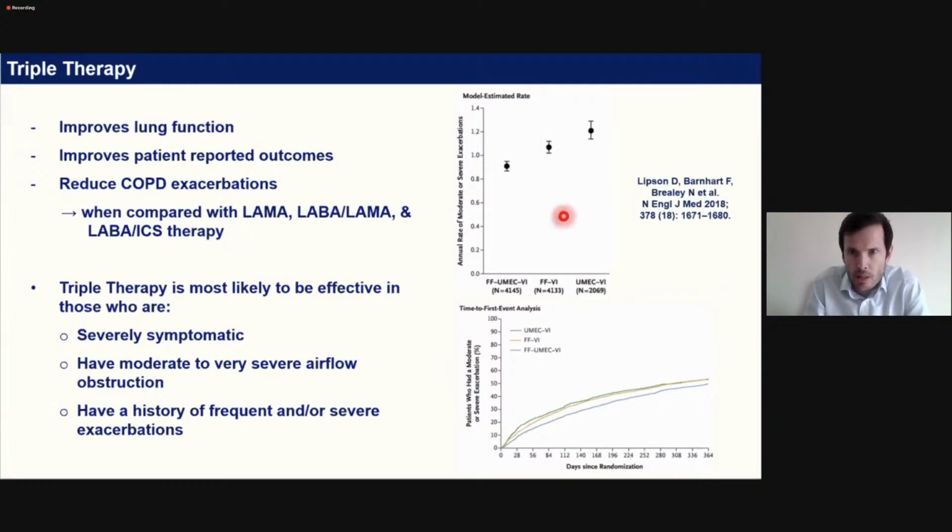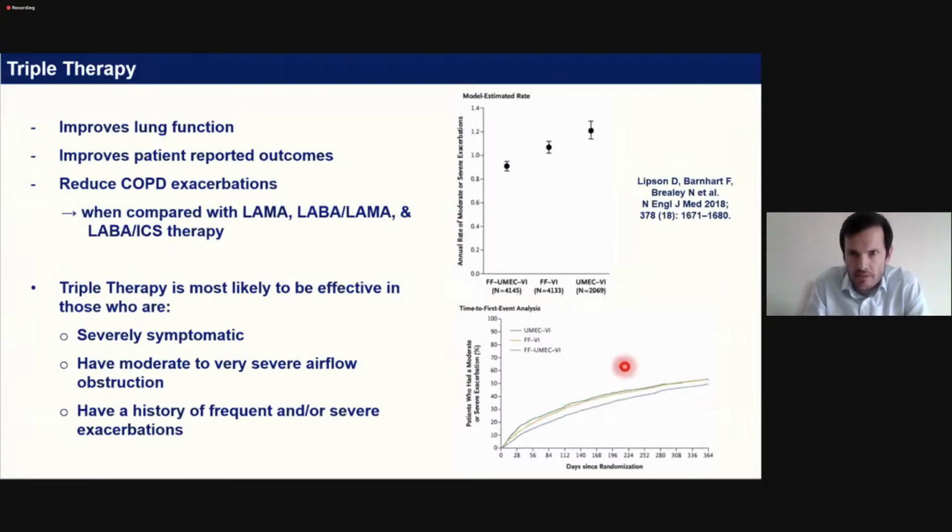And as shown on the top figure here, there was a significantly lower rate of COPD exacerbations in the triple therapy group compared to the LABA-ICS and the LABA-LAMA group, with exacerbation rates of 0.91 in the triple therapy group compared to 1.07 in the LABA-ICS group compared to 1.21 in the LABA-LAMA group.